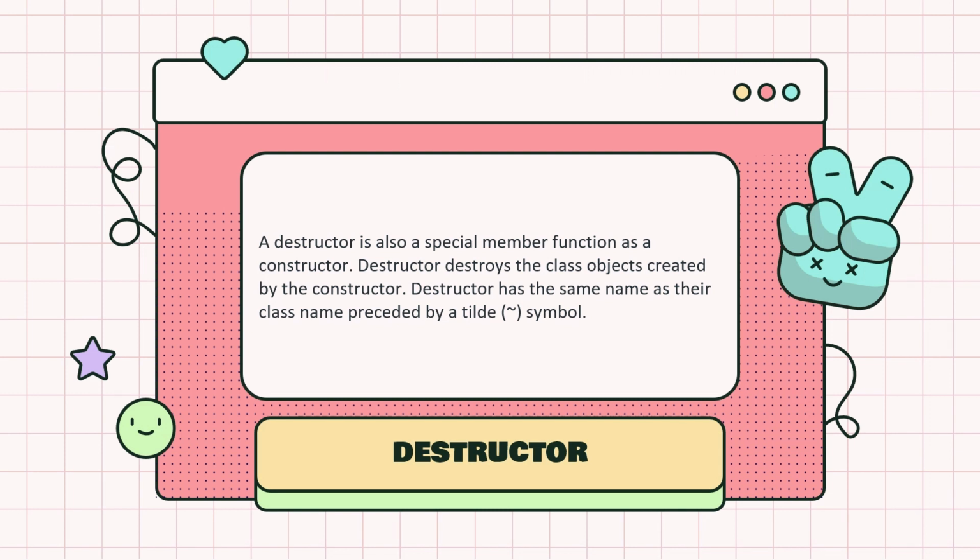We have another topic, which is destructors. A destructor must also be present in our public section, and we define it using the tilde symbol. It is used to destroy the class object created by the constructor. So that's it about destructors. Now we move forward to the code.